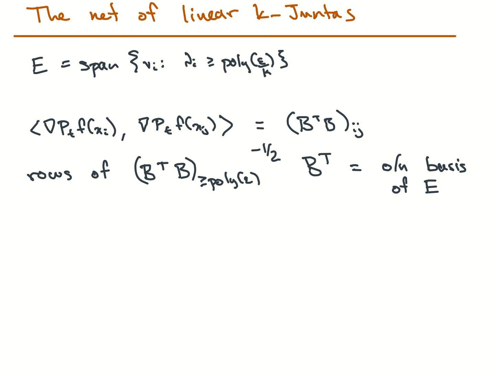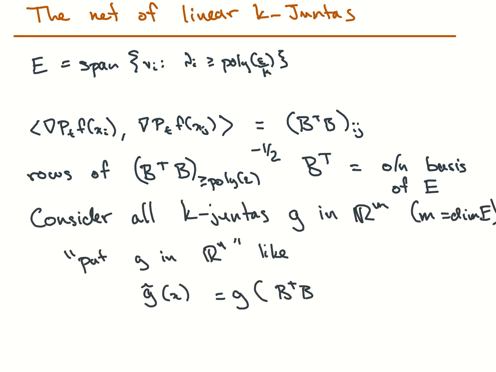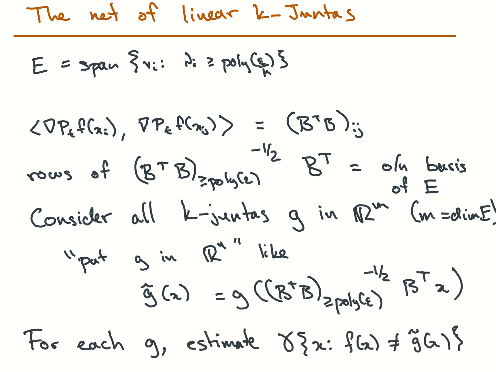The very final thing is the brute force construction of all the linear k-juntas in R^m. Let me remind you where this fits into the big picture first. Now that we have this matrix, which allows us to implicitly access the interesting directions, we consider all the possible k-juntas in R^m, and we position them in R^n like this, and then we're going to iterate over them and estimate their distance to the function f.